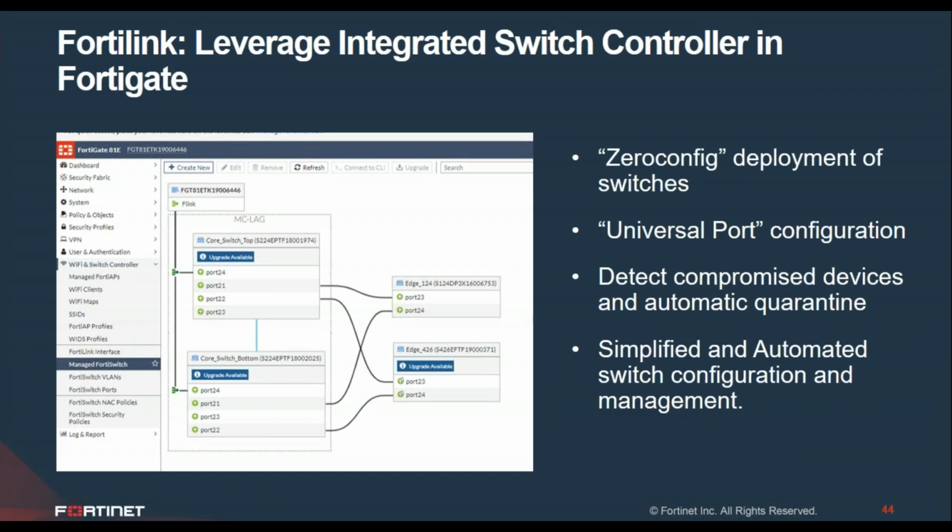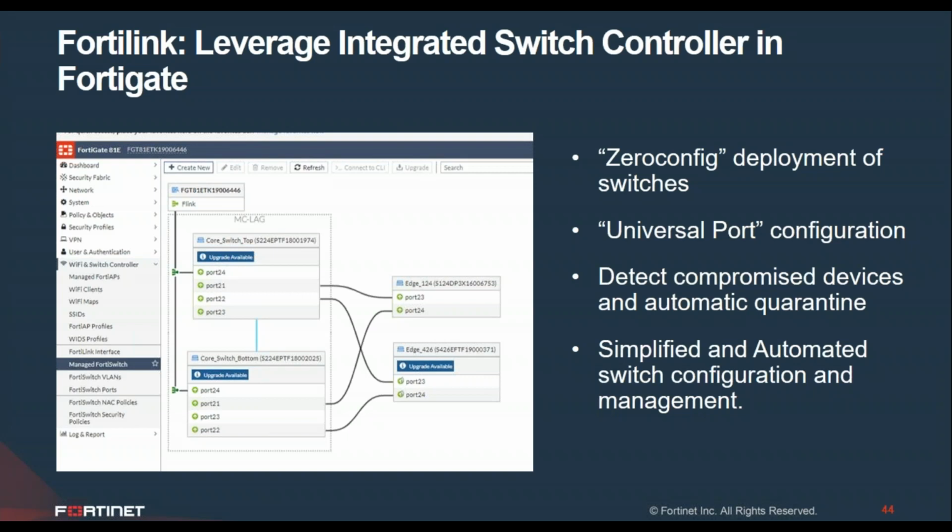With FortiLink and FortiSwitches, you never need to take a switch out of the box, connect a console cable to it, configure an IP interface, and then SSH to it, and start configuring that switch at the CLI. It all gets done through the FortiGate's interface, similar to how you configure an access point. FortiLink allows for a universal port configuration, which we're going to discuss in depth in a few slides.